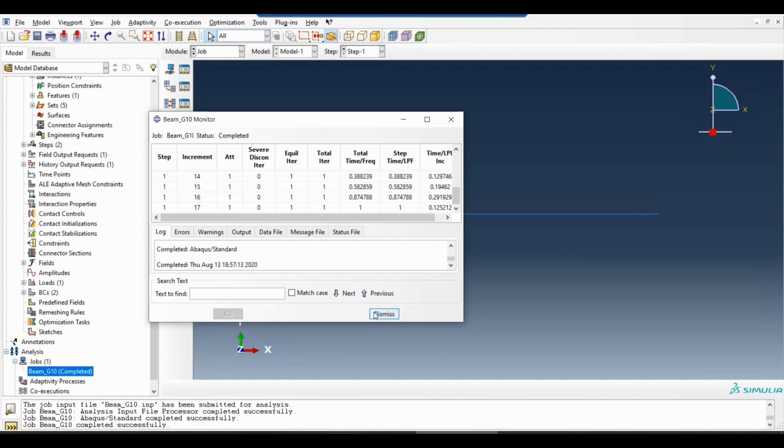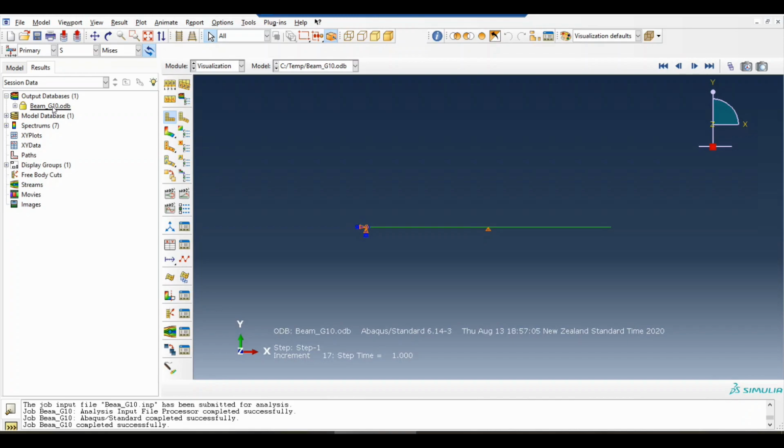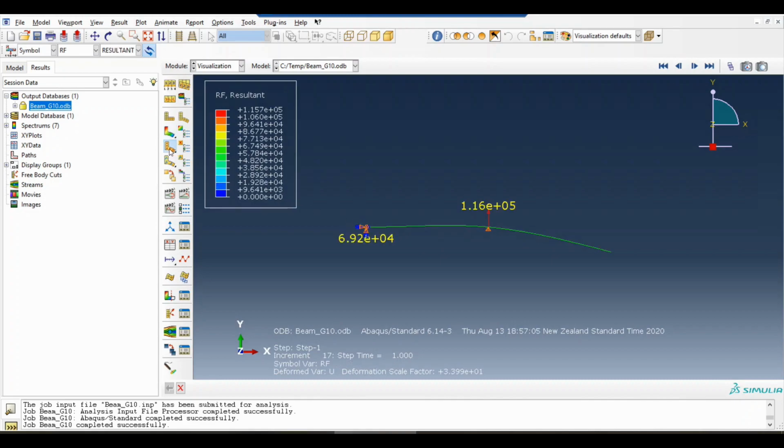That's it. Done. Really quick. Dismiss. Now let's see our results. Select your ODB file, and we want to see our reaction forces. So click here, go to RF. You'll see reaction forces occurring here as well. So we click on this one to see our values.